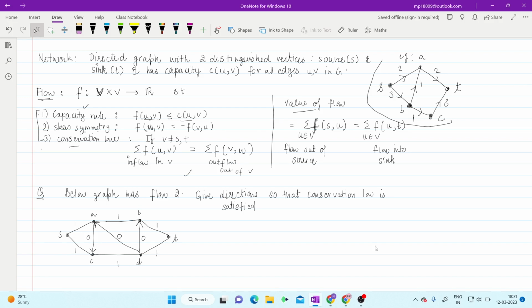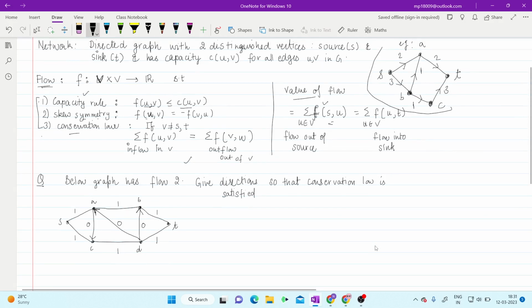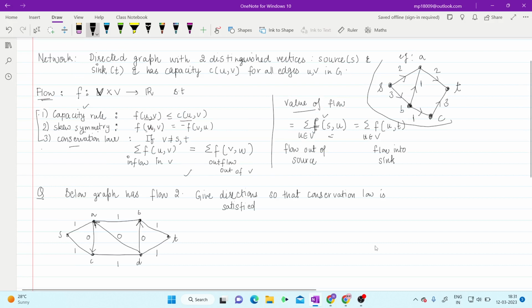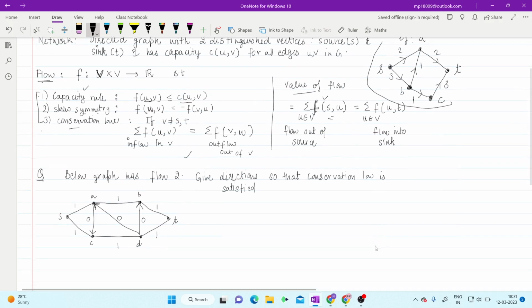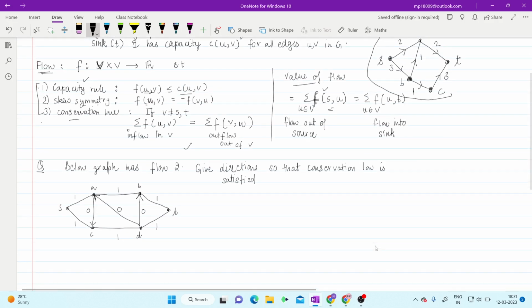You either compute all the flow going out of S, or all the flow coming into T, and due to the conservation law these two things turn out to be equal, and this is the value of flow. Now, once we know what is a flow and what is a network, then we want to solve this question.